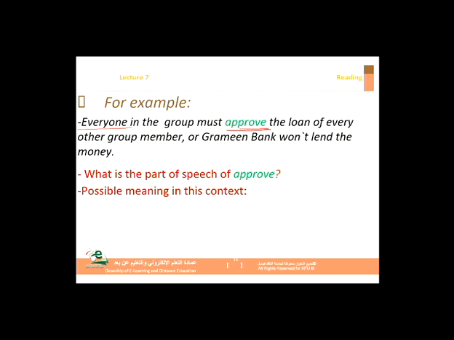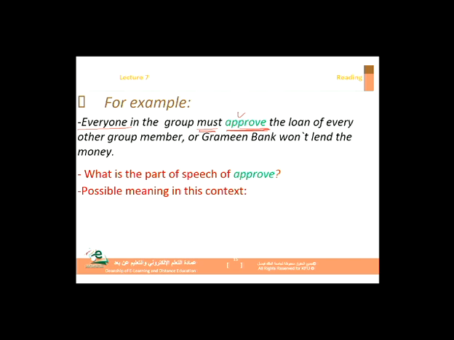Okay, first of all, I don't know the meaning of this word, and I don't have any clues, for example, "or that is." So what shall I do? Think about the part of speech. So, after "must," that's pretty easy. It has to be a verb following must. So you must sleep, you must go, you must study, you must approve, okay?